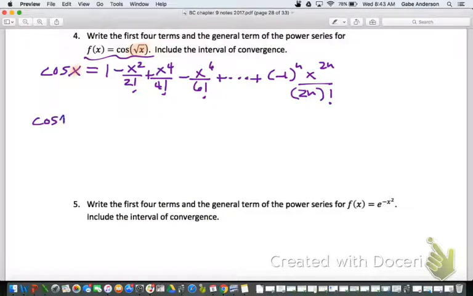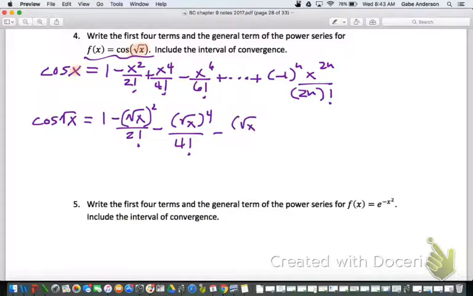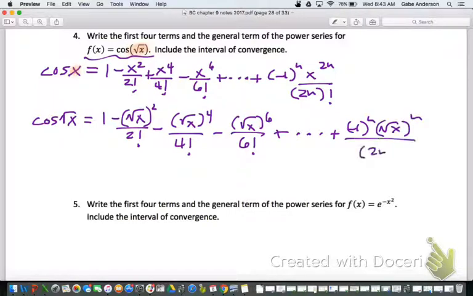So it'd be cosine of root x is equal to 1 minus root x squared over 2 factorial minus root x to the 4th over 4 factorial minus root x to the 6th over 6 factorial. And then our nth term would simply be another substitution. So it would be negative 1 to the n, and it would be root x to the 2n all over 2n factorial. You don't have to do this. I think it could be very useful, especially in a multiple choice scenario, and perhaps a free response scenario as well. I'm going to clean this up a little bit.